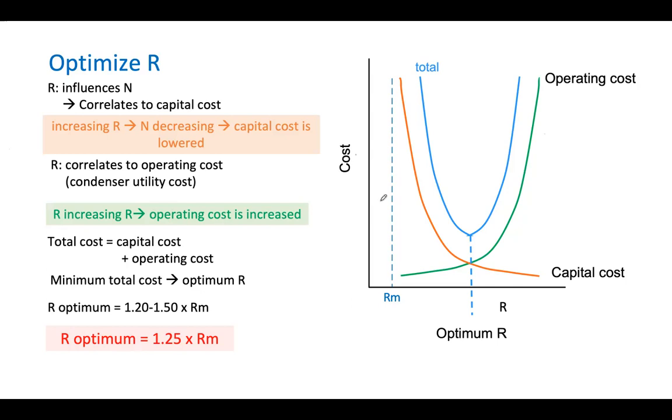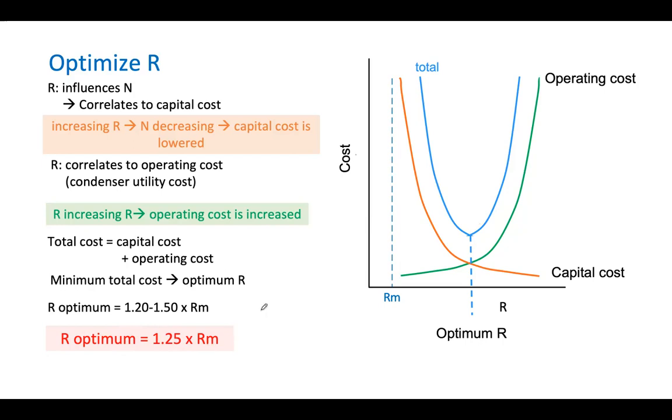If we combine the capital cost and the operating cost, we have the blue one there. It's not good to go up there because we have a high operating cost. So we have an optimum around here, and the optimum reflux ratio is about 1.2 to 1.5 of the minimum reflux, based on empirical data. The optimum reflux ratio that we choose is around 1.2 times the minimum reflux.